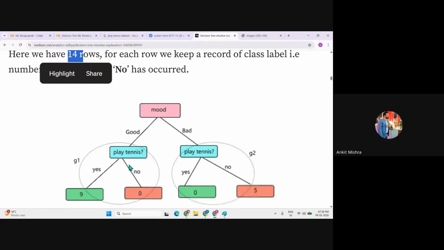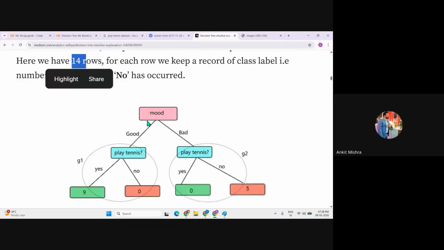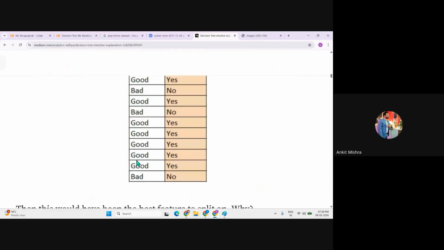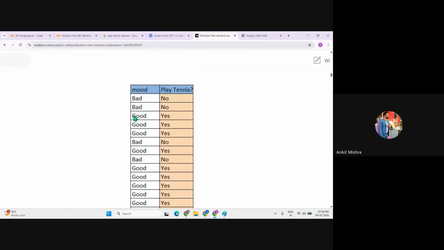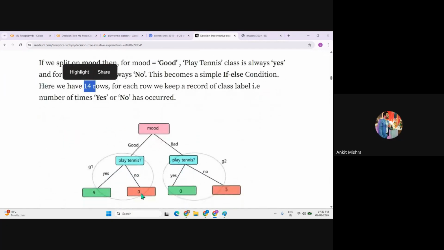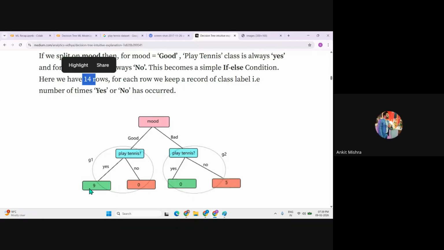Is there any row in the data set that says the player has a good mood but the player didn't play tennis? If there were any such row, then we'd write the value here. But right now, since we have only 14 rows, we are getting the 9 yes. Okay, now what about if the player has a bad mood?